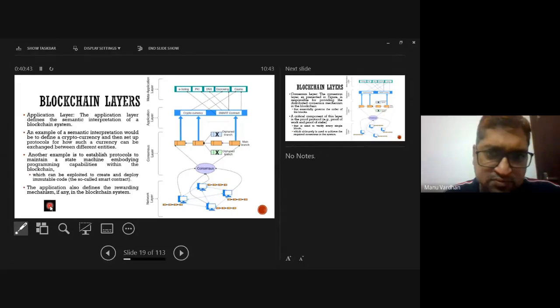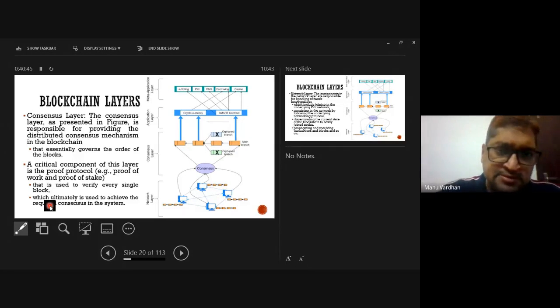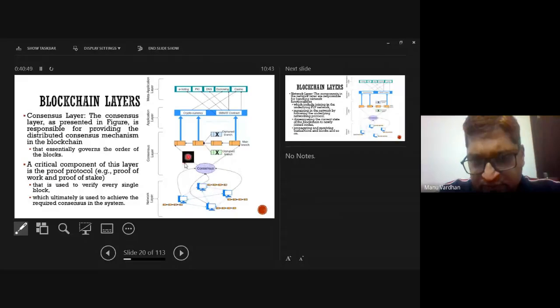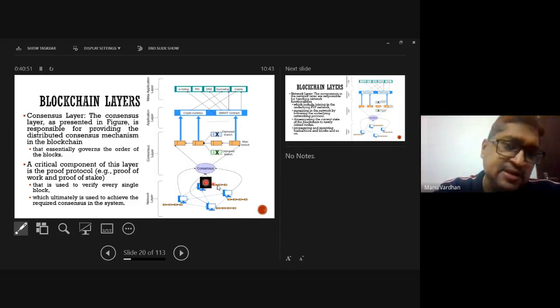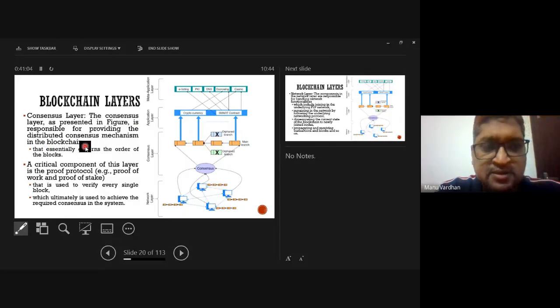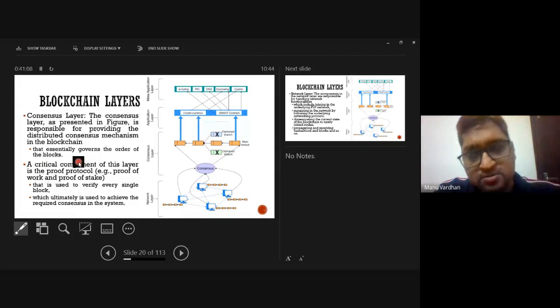So moving to consensus layer. This one is very important. The consensus layer, as presented in the figure, is responsible for providing the distributed consensus mechanism in the blockchain. That essentially governs the order of blocks.